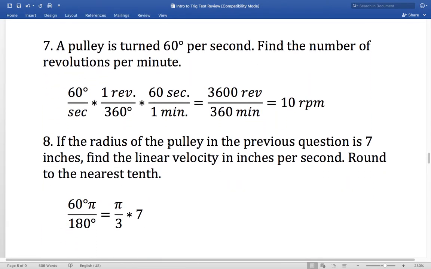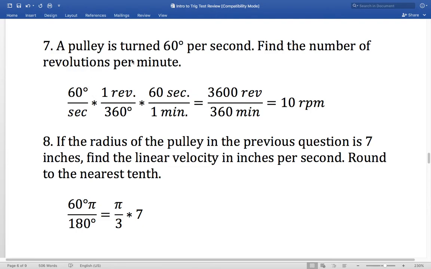All right, a pulley is turned 60 degrees per second. Find the number of revolutions per minute. This one, we're just checking to see if you remember how to convert units of measurement. Whatever unit you're trying to get rid of, if that unit is in the numerator, then you put the same unit of measurement in the denominator. If your unit is in the denominator, to cancel it out you put it in the numerator.